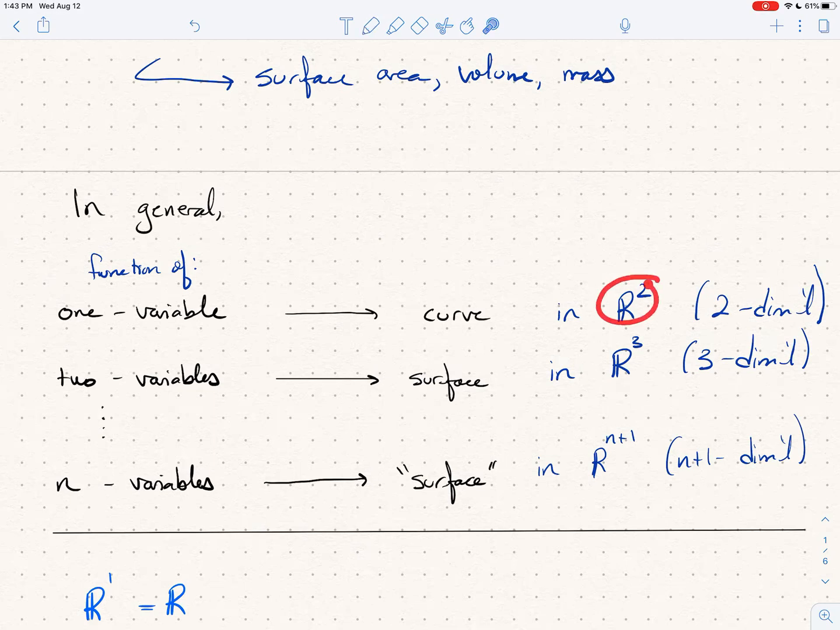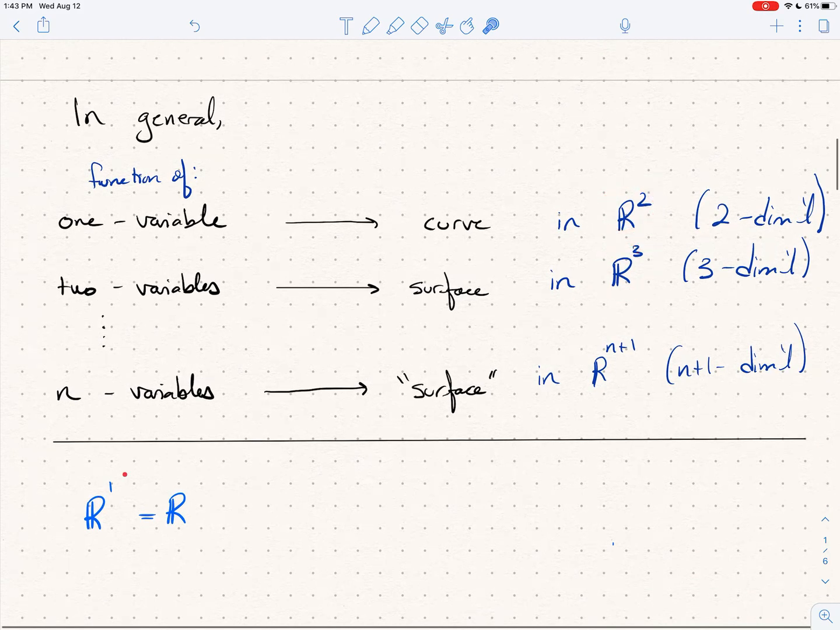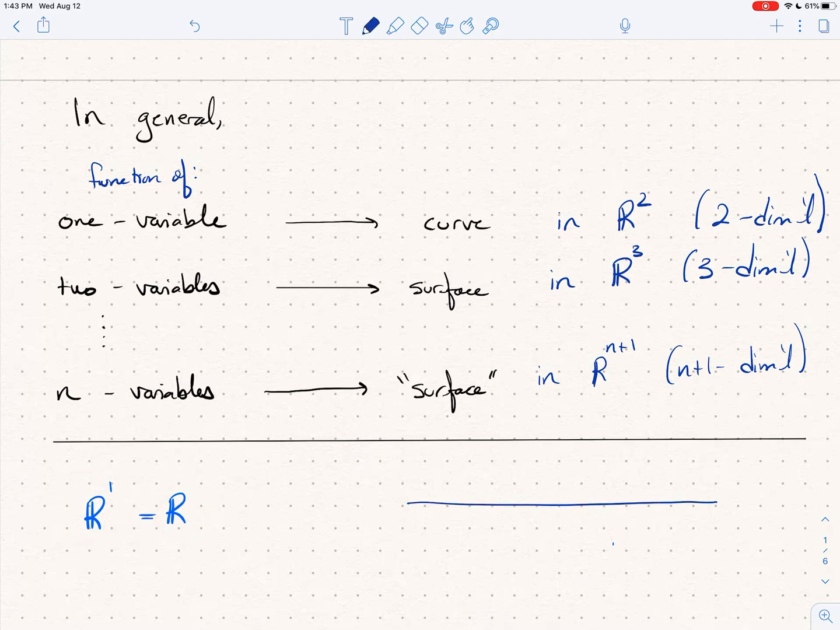So when I write R2, R3, what do I mean? Well, first off, R1 just means the real numbers, and you can visualize the real numbers as a number line. And so the number line is one-dimensional. You can go this way, or that way. There's one dimension to move in. So this is the real number line.